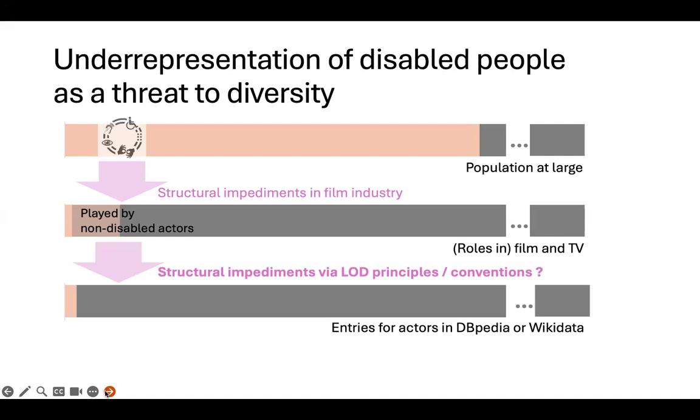But when we studied the entries for actors in DBpedia and Wikidata, we found a further reduction to about 0.2%. And we were wondering, are there structural impediments via LOD's own principles and conventions? So the result are four provocations that I want to put to you in the form of four questions. All of them arise from LOD principles and conventions that make a lot of sense. And therefore, it's provocations.